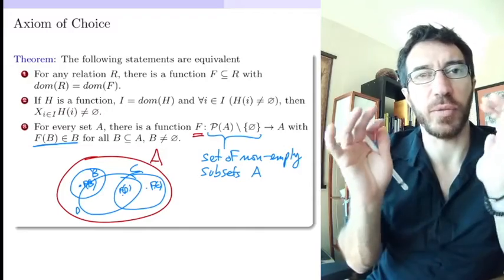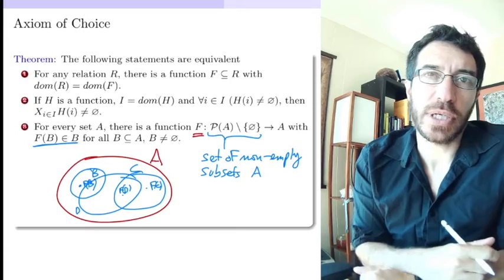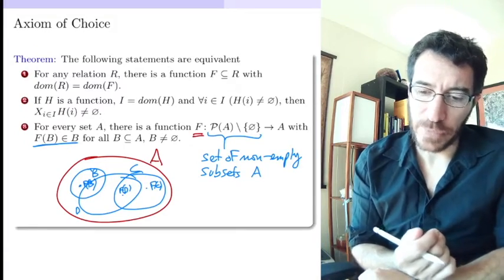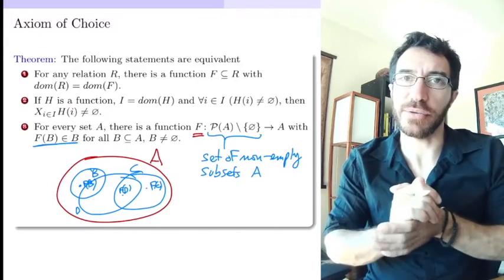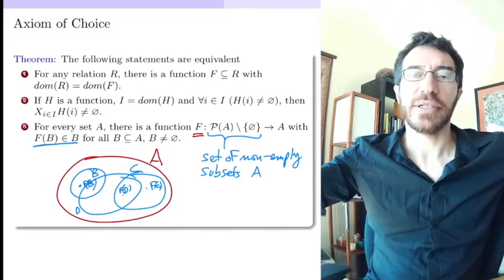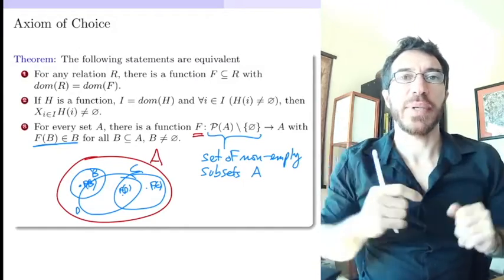Okay, so that's the other form. Whenever you have a subset, just choose an element within that set. And the way you use it usually is you can put all the sets you're working with into a single set, such that those are the subsets, and then for every set we can pick an element inside.